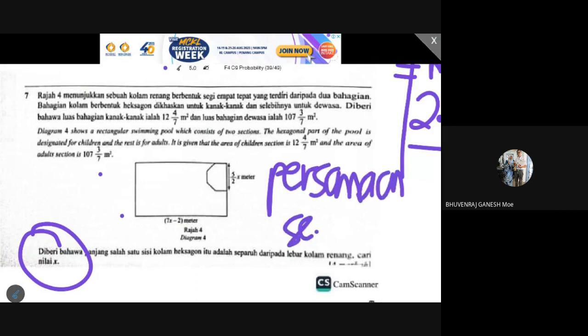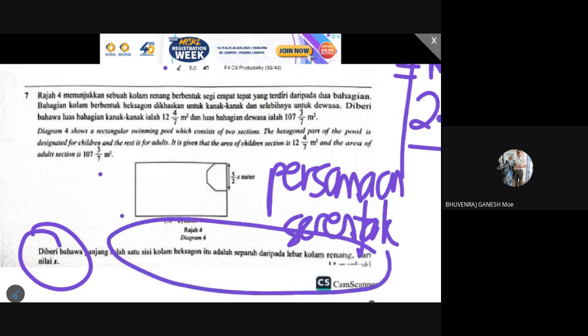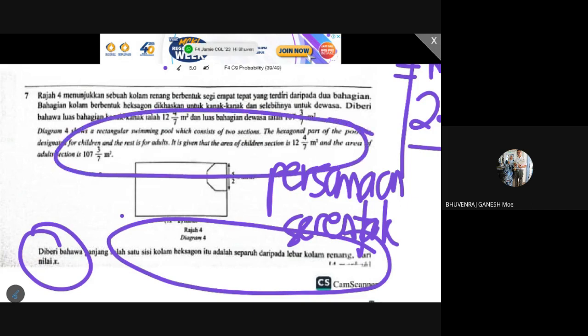Simultaneous equation. Always remember, guys, when you want to find x, something like that, you have to involve simultaneous equation, persamaan serentak. Because you see over here, you have one info over here. Kamu ada satu maklumat kat sini. Atas pun kamu ada satu maklumat. So actually we can use the persamaan serentak concept. Kamu boleh guna kaedah penyelesaian secara serentak.